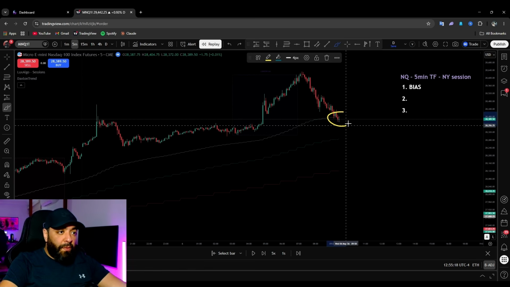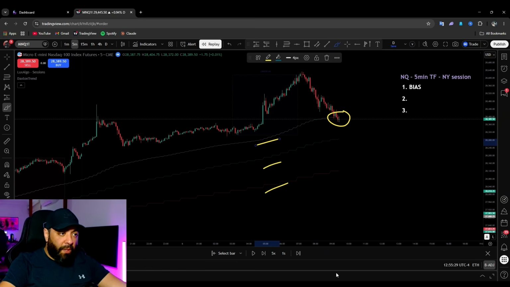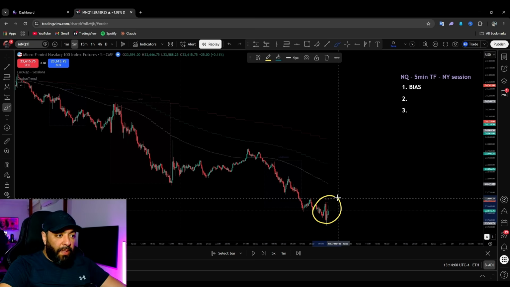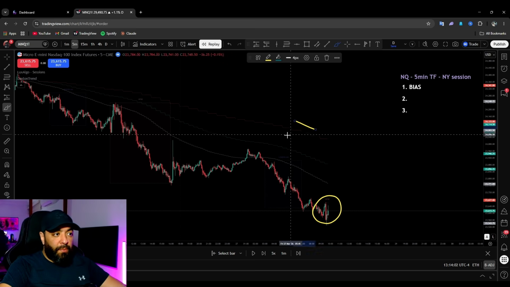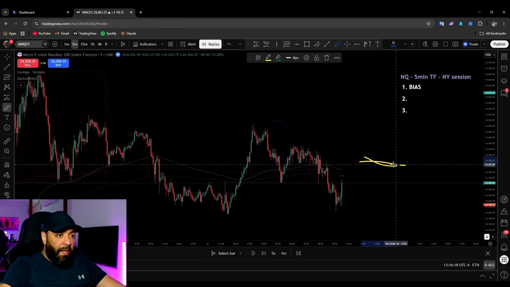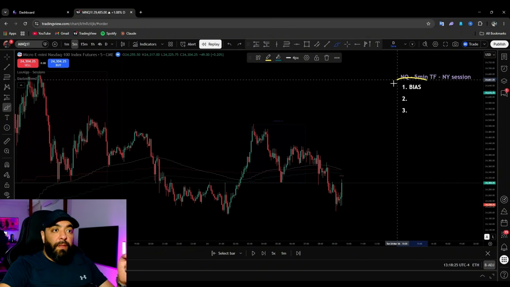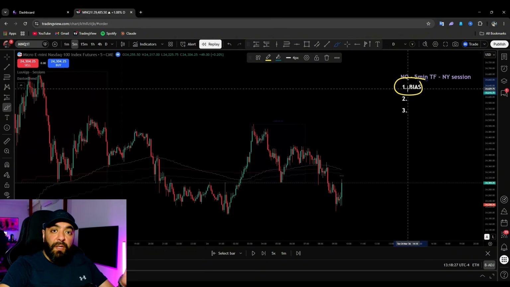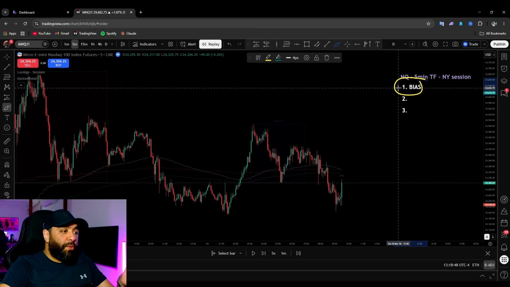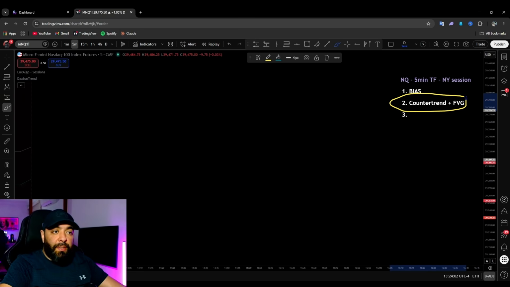If price is over at least the 1-hour EMA and they are pointing up, I'm only looking for buys. If price is under at least the 1-hour EMA and they are pointing down, I'm only looking for sells. If EMAs are flat and too close to each other and overlapping, I don't trade at all. This takes literally 5 seconds to do every single morning to make sure that I'm on the right side of the market.